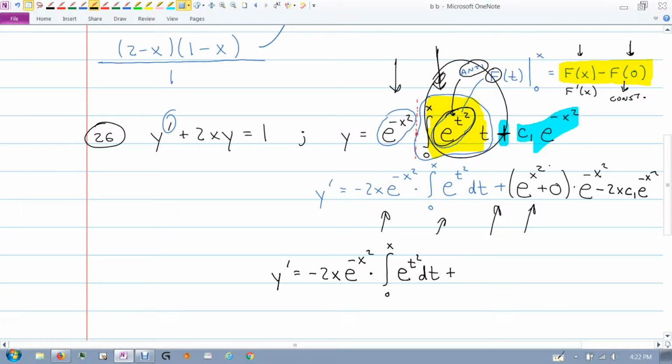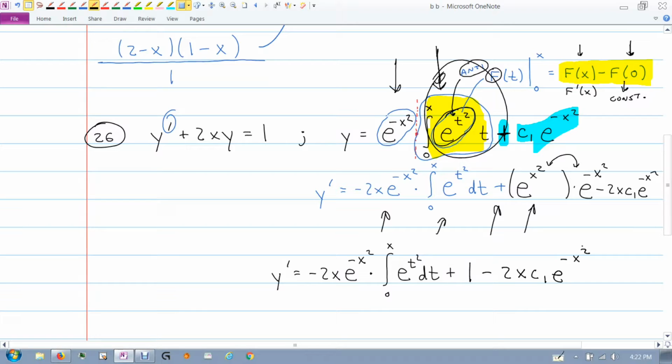plus, now check this out, when I multiply these two together, the zero's gone, so we can just ignore that. When I do that, we add the exponents since they're the same base, and when you take x squared and add negative x squared, you get 0, so it's e to the 0, that's just 1. And then we have minus 2x c sub 1 e to the negative x squared. Beautiful. All right, that's what y prime is.